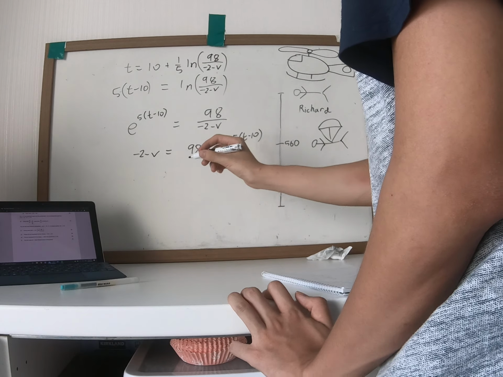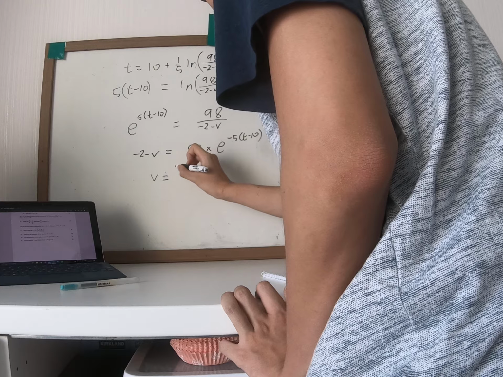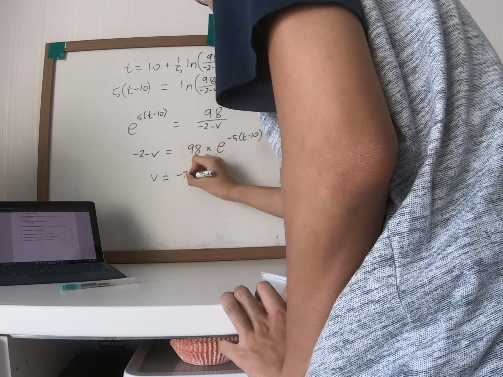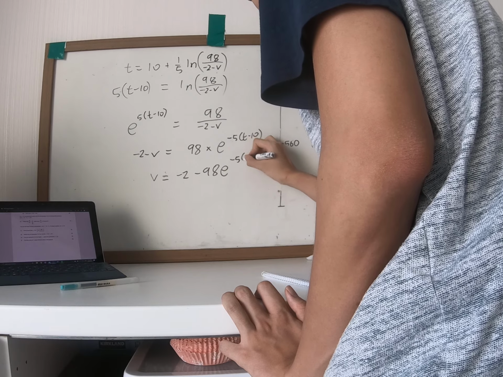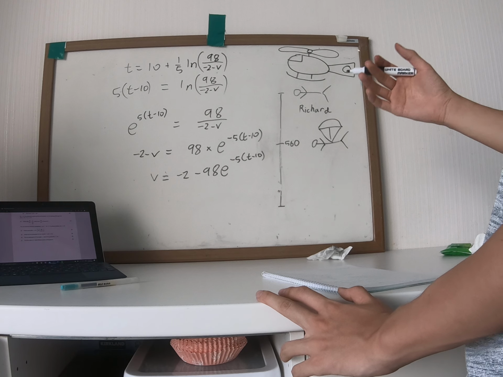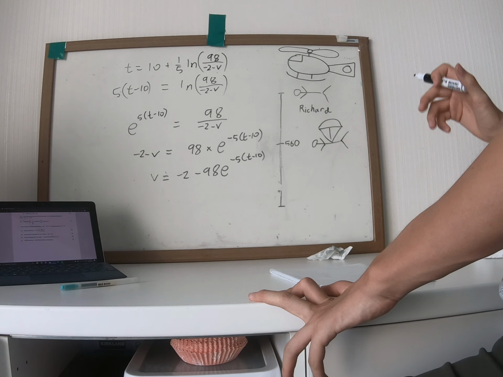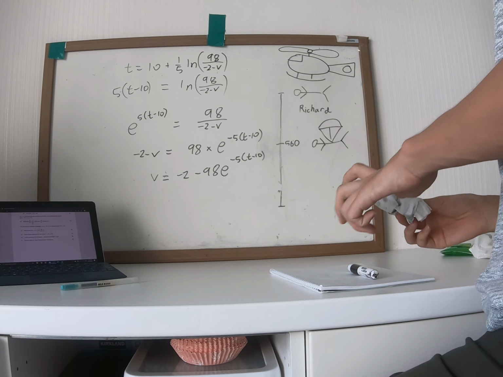Multiply a negative, and we get v equals -2 -98 e^(-5(t-10)), for t is equal or greater than 10. And that is the answer for D. Now let's go to E.